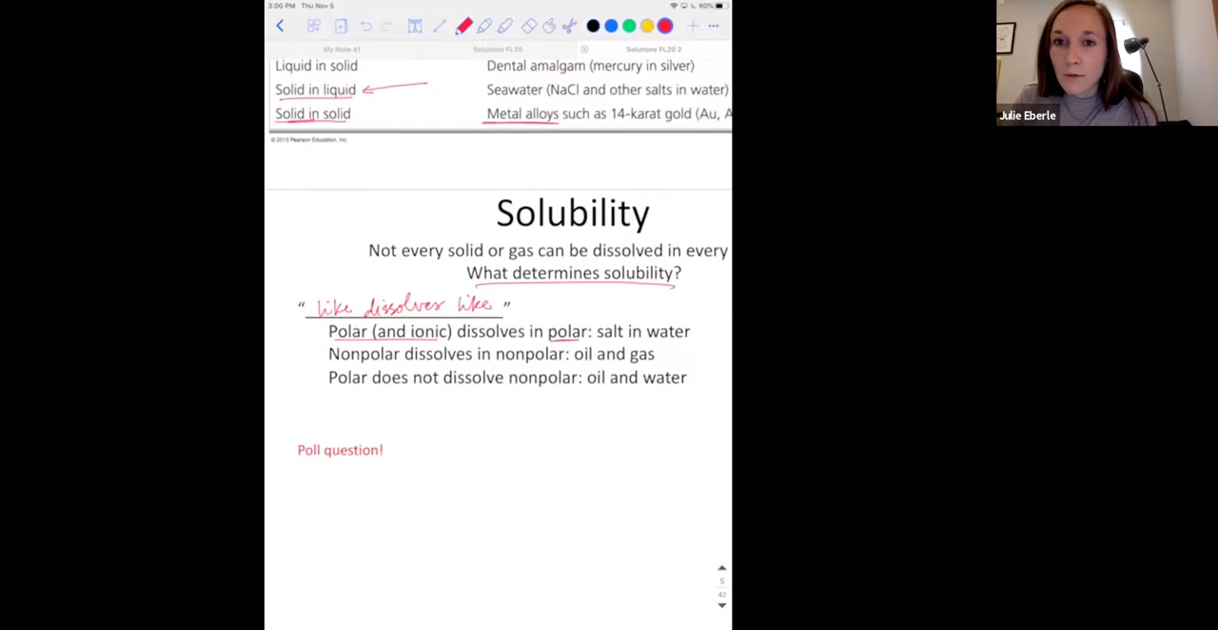Example there, salt and water. You can think of many other examples. Sugar and water. Non-polar dissolves in non-polar, vice versa. So the example there is oil and gas. Non-polar solutes will dissolve in non-polar solvents. But because those two principles are true, it is also true that polar solutes will not dissolve in non-polar solvents, and vice versa. Non-polar solutes will not dissolve in polar solvents. Like y'all said, oil will not dissolve in water.